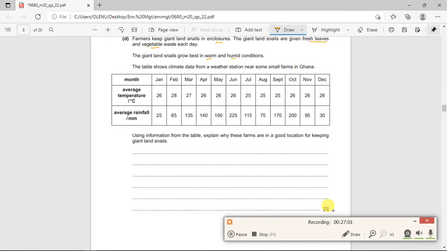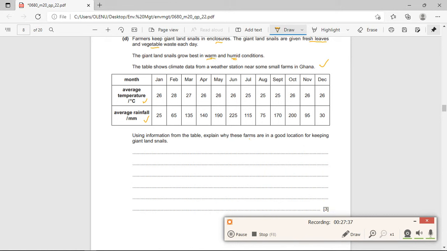warm and humid conditions. Now, the table shows climate data from a weather station near some of the snail farms in Ghana. This climate data is giving us values of average temperature in degrees Celsius and average rainfall from January to December. They said use the information from the table to explain why these farms are in a good location for keeping giant land snail. Remember, they grow well in warm and humid conditions.